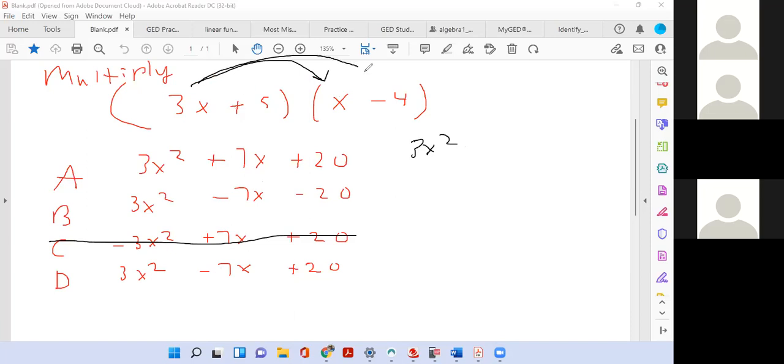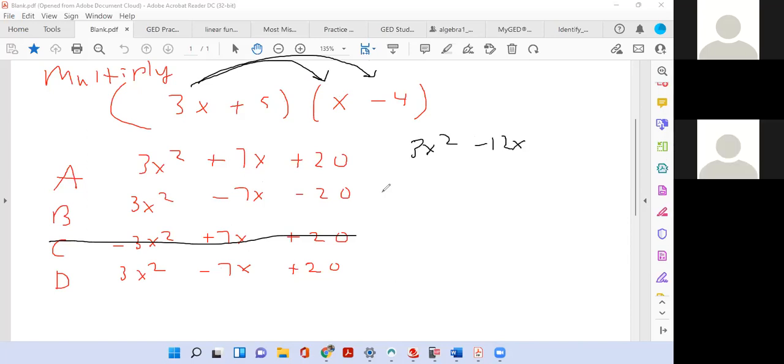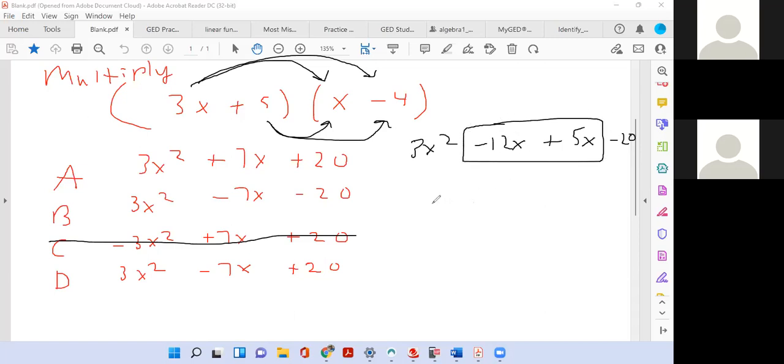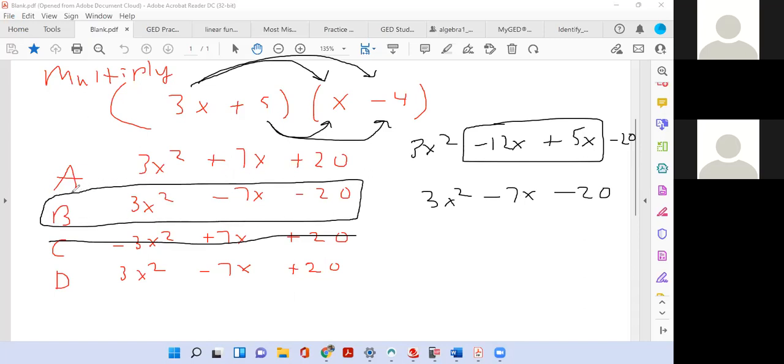Okay. 3x times minus 4 is minus 12x. 5 times x gives me 5x. And then 5 times minus 4 gives you minus 20. We have like terms here that we can combine: 3x squared minus 7x minus 20, which was B. Okay, that's how you were supposed to do it. And if you did it that way, wonderful.